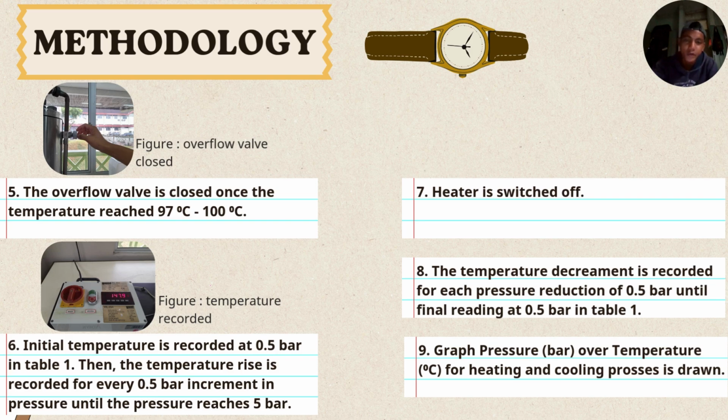After we finish recording the reading, we switch off the heater and then we record the temperature decrement for each pressure reduction of 0.5 bar until the final reading at 0.5 bar in table 1.